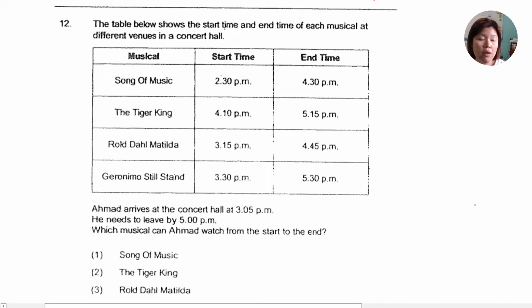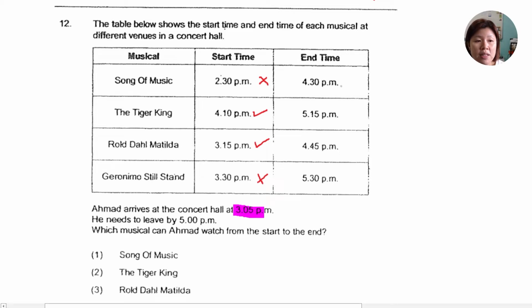Time now. Question 12, there's a table showing you 4 different musical and the start time together with the end time. So they mentioned that Ahmad arrives at the concert hall at 3:05 p.m. but he needs to leave by 5 p.m. So which musical can he watch from the start to the end? Since he arrives at 3:05, so we can see that song or musical will not be possible because it starts at 2:30. The Tiger King is possible, start at 4:10. And Rodal start at 3:15 is possible as well. Geronimo starts at 3:30, which is not possible as he arrived at 3:05.